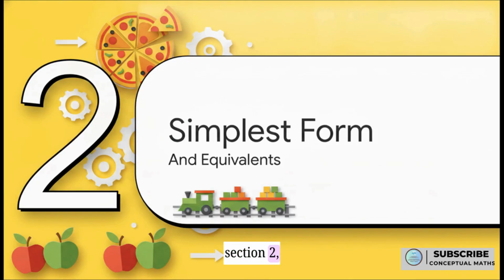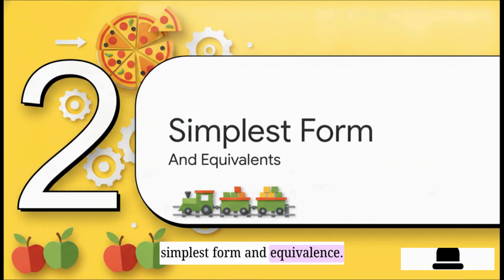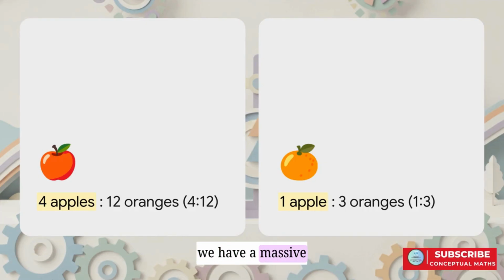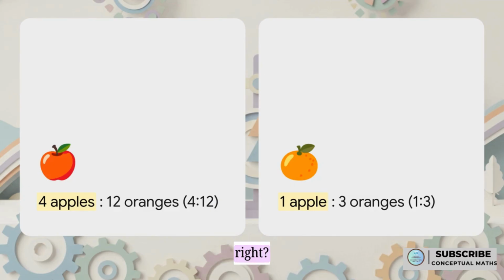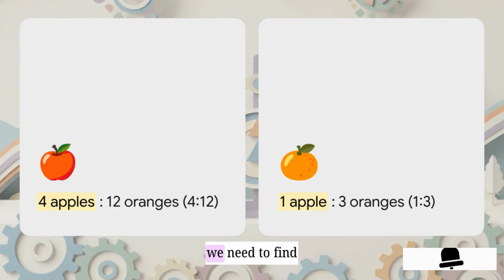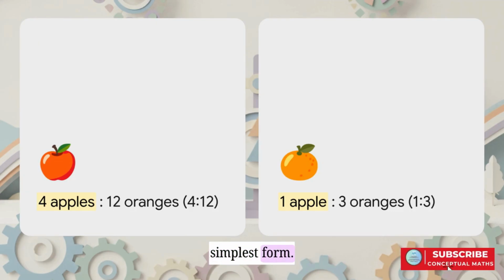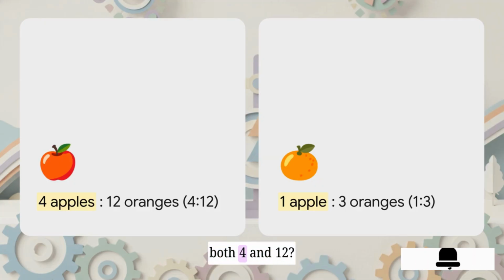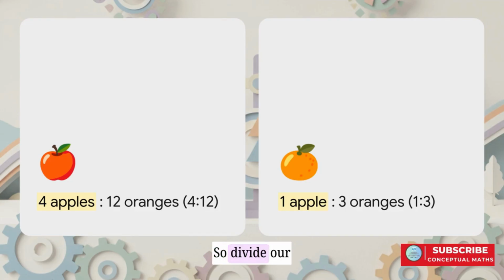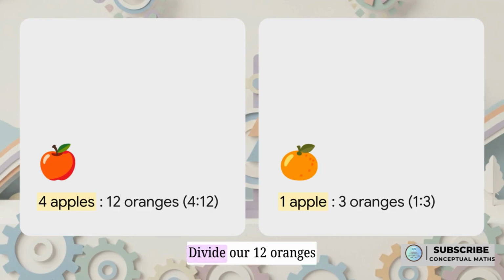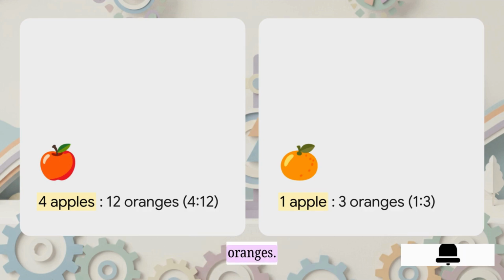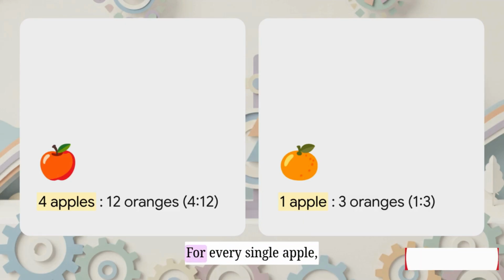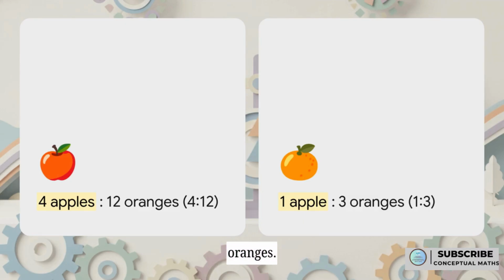Moving right along to section 2, simplest form and equivalence. Okay, imagine we have a massive fruit basket with 4 apples and 12 oranges. That gives us a ratio of 4 to 12, right? But to really understand the core of this relationship, we need to find what we call the simplest form. We do this by asking ourselves, hey, what's the largest number that divides evenly into both 4 and 12? Well, the answer is 4. So divide our 4 apples by 4 and we get 1 apple. Divide our 12 oranges by 4 and we get 3 oranges. So our simplest form is 1 to 3. This tells us the fundamental truth of this basket. For every single apple, there are exactly 3 oranges.